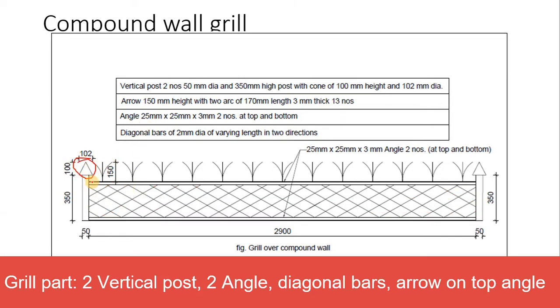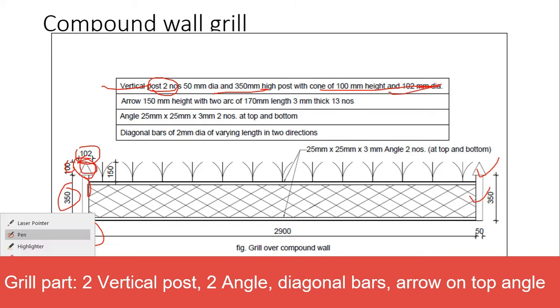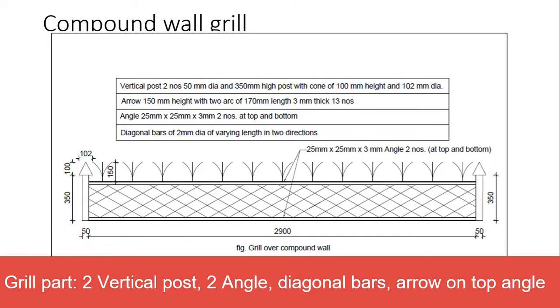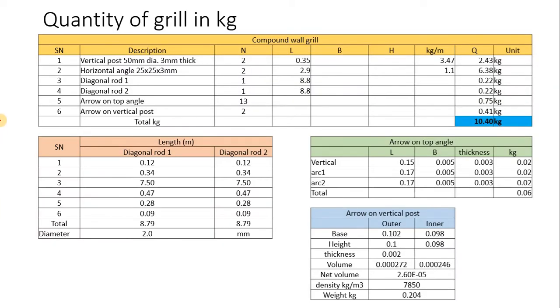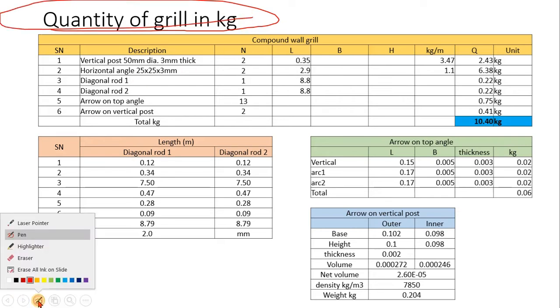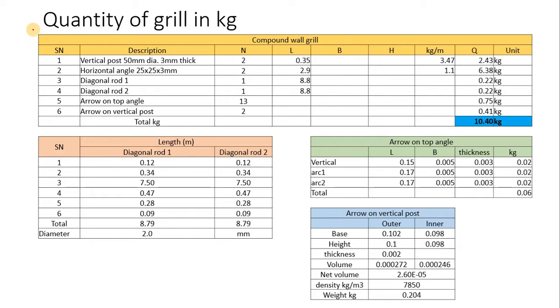Now this is the vertical post and arrow over the vertical post. Two numbers, 50 mm diameter, 350 mm height and cone of 100 mm by 102. These are the parts of grill over compound wall. Now let us learn how to find the quantity of this grill. We will see it in Excel.